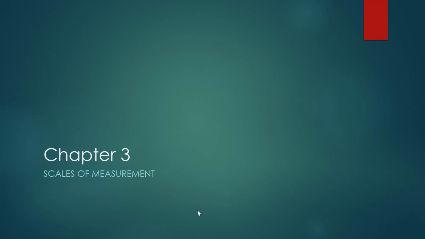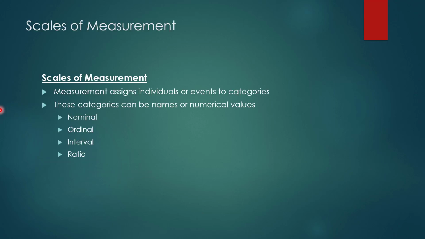So in addition to watching this video, you'll also have a lab that will help you go over those different scales of measurement. So when we're talking about these different scales of measurement, it's assigning individuals or events to some sort of category. And these categories can be names or numerical values. So we're going to talk about nominal, ordinal, interval, and ratio scales of measurement. And just as you'll see as we go through the video and through your lab, each one comes with an increasing amount of information.